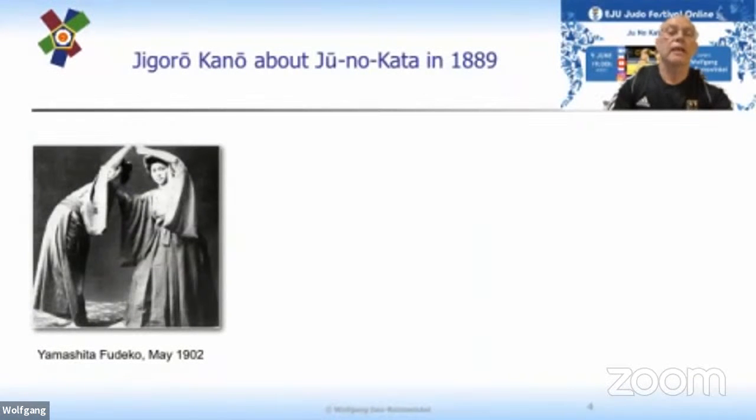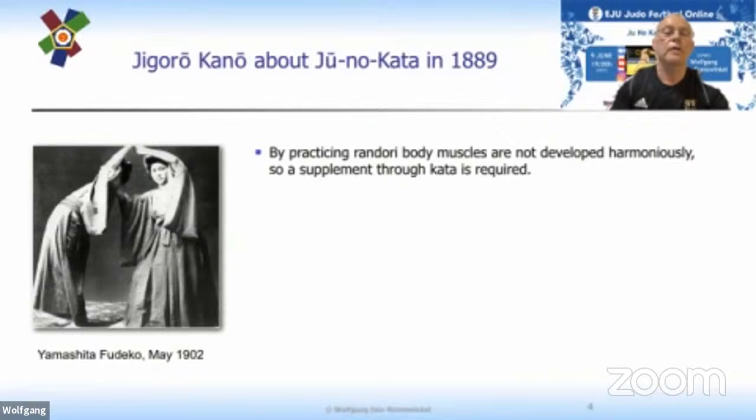What did Kano Jigoro say in his famous lecture in 1889? First of all, he said that by practicing randori, the body muscles are not developed harmoniously, so a supplement through kata is required. If you do a lot of randori, maybe your arms and shoulders are getting strong, but maybe your back muscles are not worked out enough. So kata was a supplement to randori.